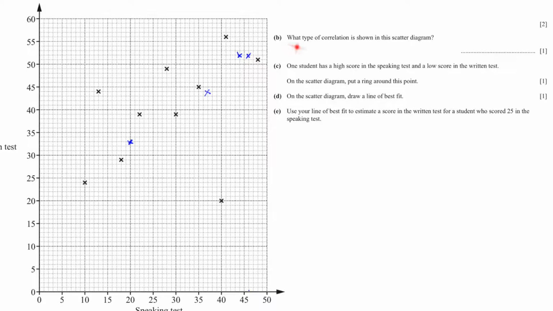In B, what type of correlation is shown in this scatter diagram? See, the points are going upward from left to right. It means it is positive. So we have a positive correlation. In C, one student has a high score in the speaking test, but a low score in the written test. Put a ring around this point. It's this one here, 40 and 20.